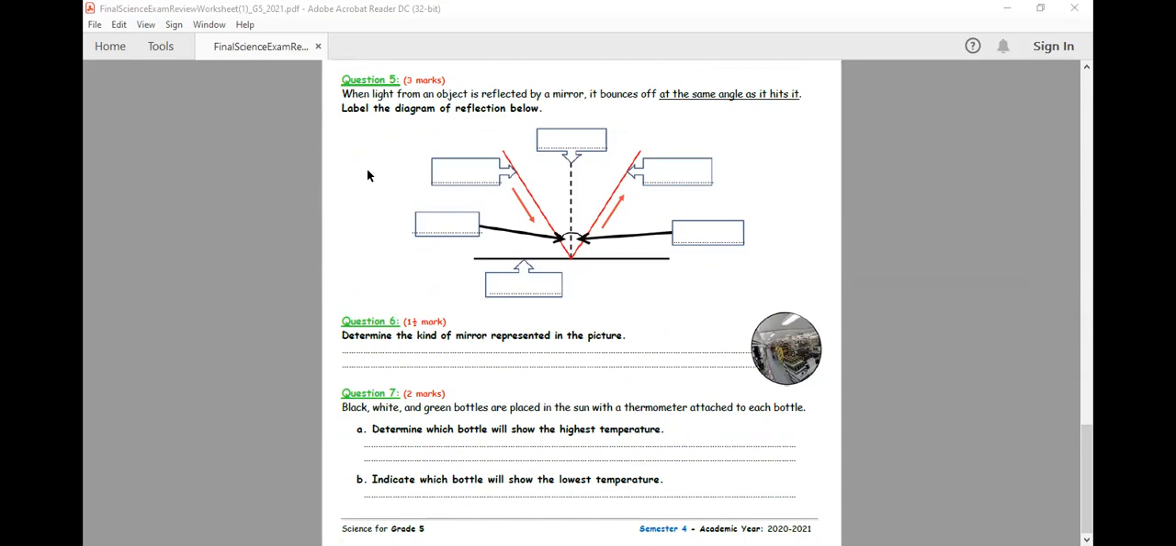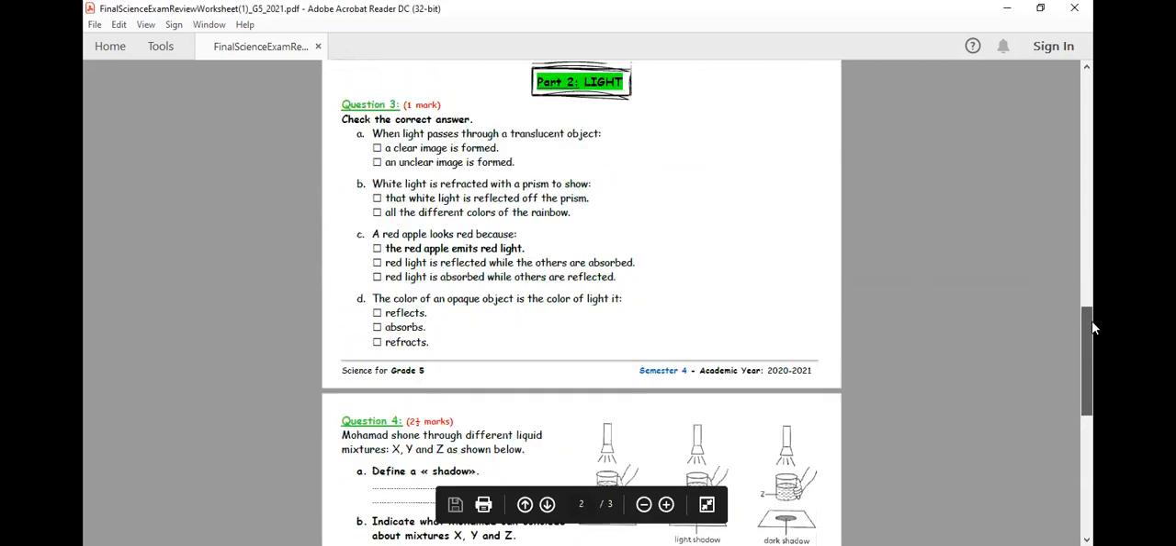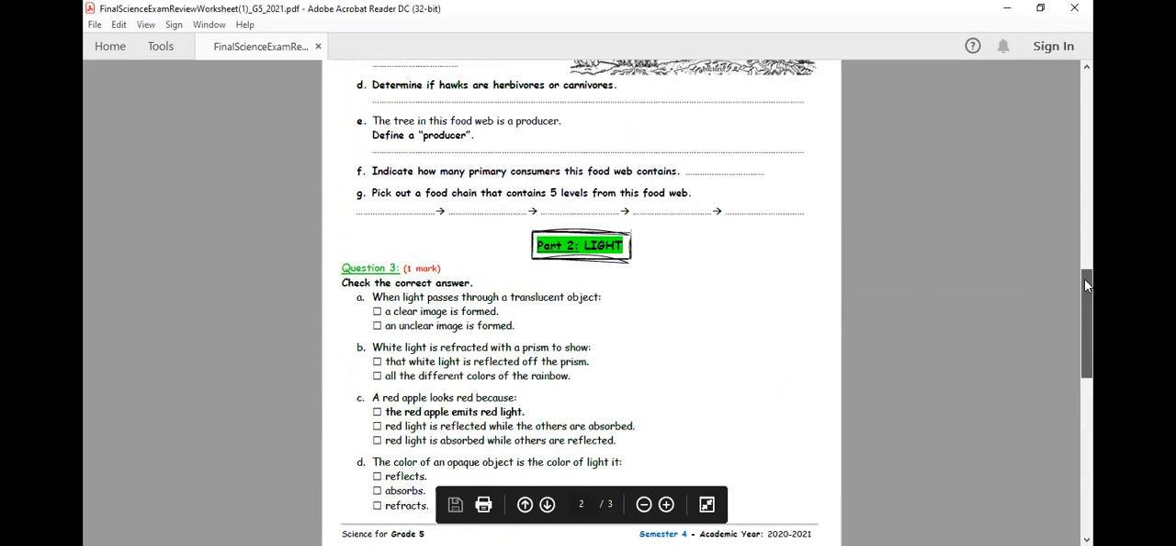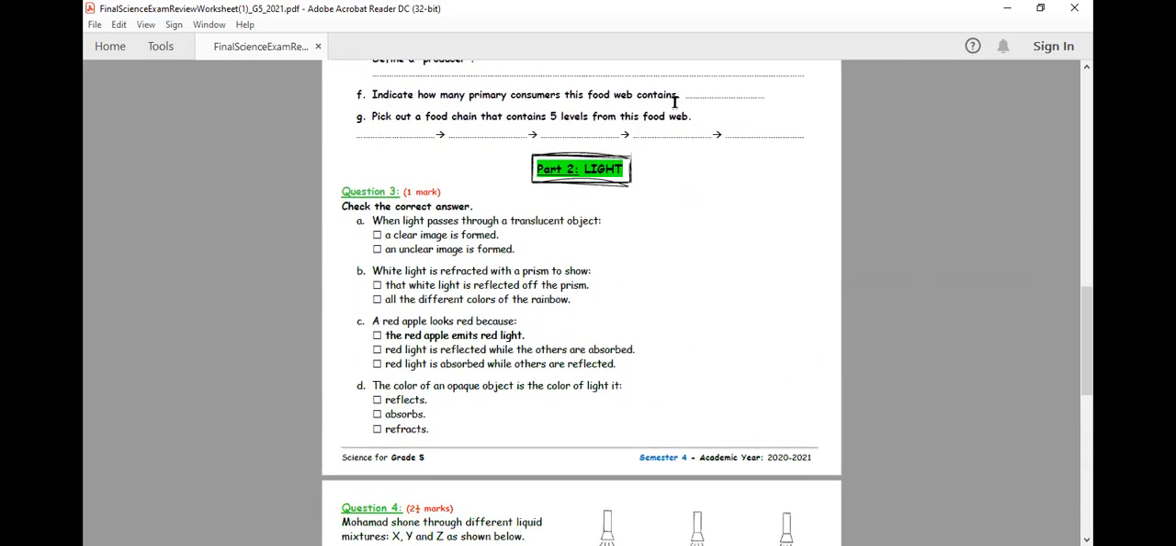Okay, so I think we're in question number 3, talking about light. For sure, we finished the first 2. Light is a type of energy that travels in straight lines. And according to whether they let light pass through or not, objects are classified into 3 groups. What are the 3 types of objects?